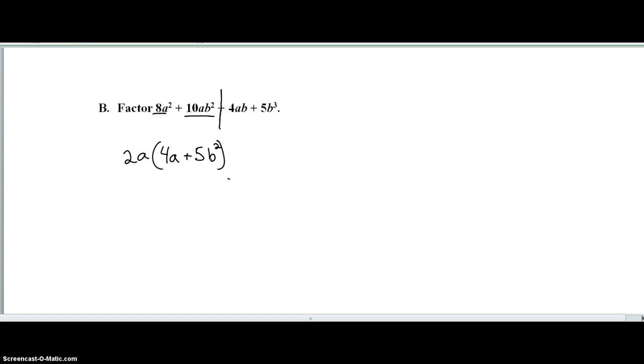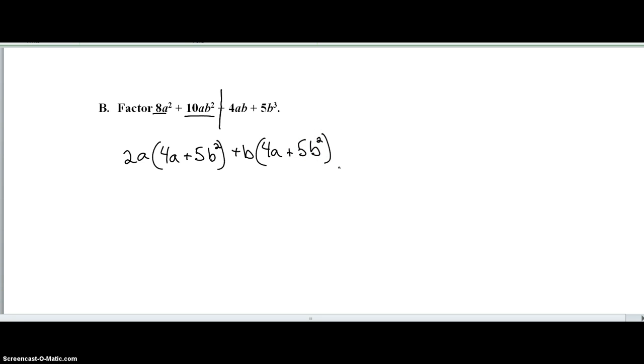Okay, so I've completed the left side. Now I'm going to do the exact same thing with the right side. The greatest common factor: no common factor goes into 4 and 5 other than 1. I can't factor out an a, but I can factor out a b. I'm going to factor out a positive b, and I'll be left with 4a, and I'll be left with 5 times b squared.